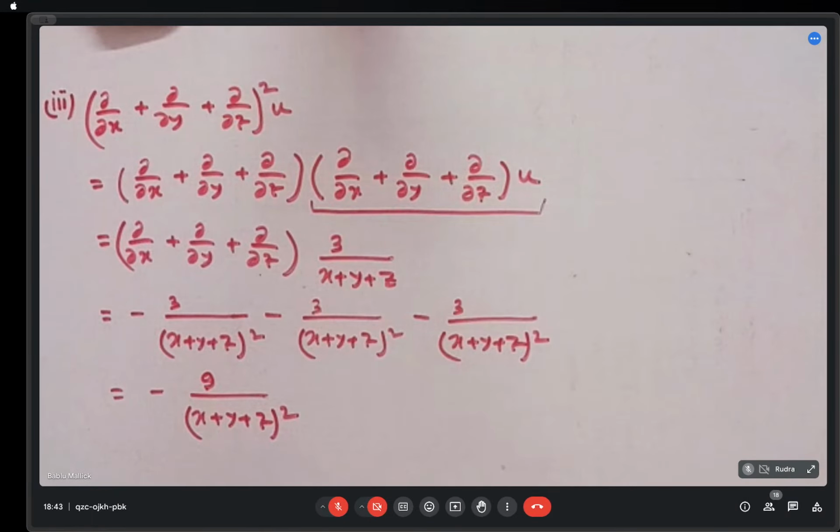Next level. Heading down. Homogeneous function. What do you mean by homogeneous function?